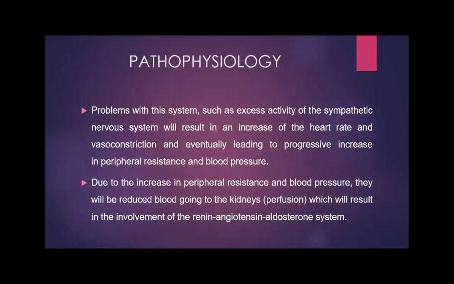So here, we're simply saying, because there is an increase in blood pressure, there will be reduced blood going to the kidneys. And then when there's reduced blood going to the kidneys, there will be a system that will notice that there is reduced blood coming to the kidneys, which is the renin, angiotensin, aldosterone system. So this system will sense that there is reduced blood coming to the kidneys.